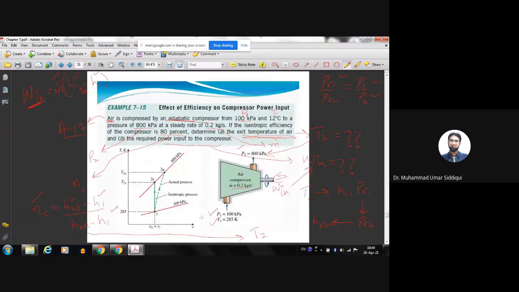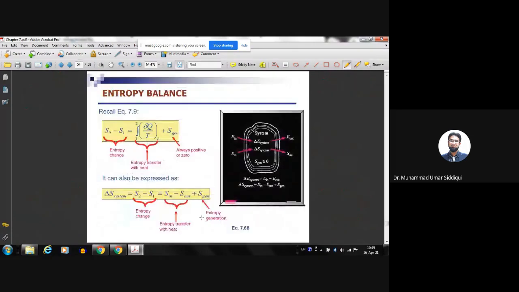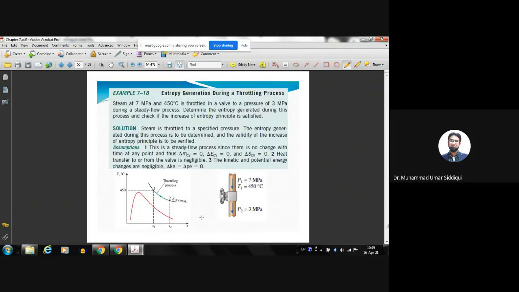Okay. The next topic is about entropy balance. Entropy balance is a very simple topic. Basically, whenever you have a process, you have an initial entropy and a final entropy. If you want to know how much is the entropy generation, just determine the difference between the initial entropy and the final entropy, and you're going to get the actual amount of entropy generation. There is one problem associated with it within the throttling process.